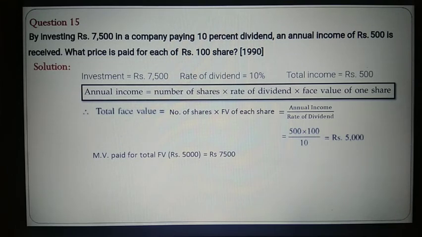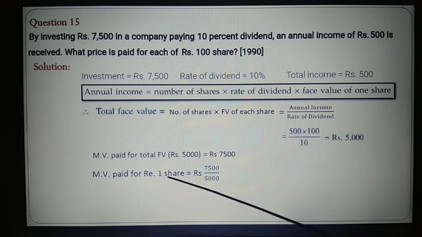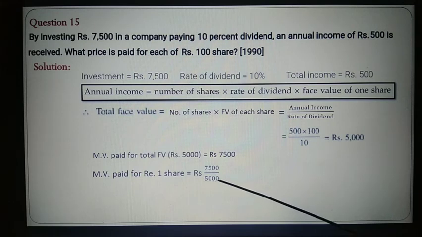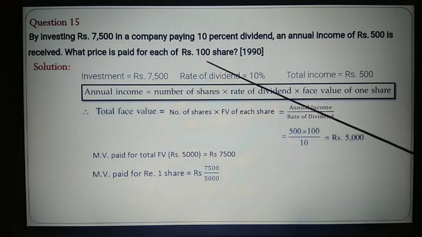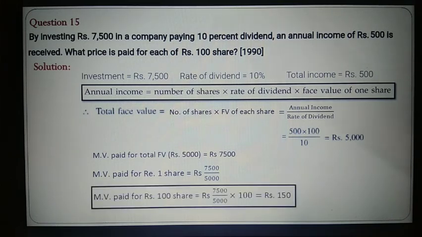So let's find the market value paid for rupee 1. It's going to be obviously 7,500, and this goes to the denominator, so it becomes 7,500 by 5,000. Now we are not interested in rupee 1 again, we are interested in rupees 100. So the market value paid for rupees 100 will be this into 100, that is rupees 150. So with this we close our first exercise on shares and dividends.